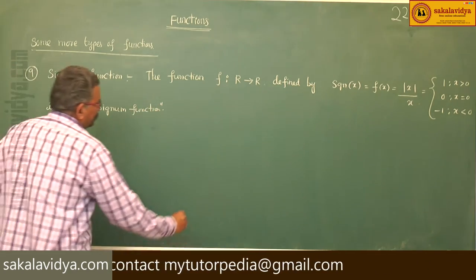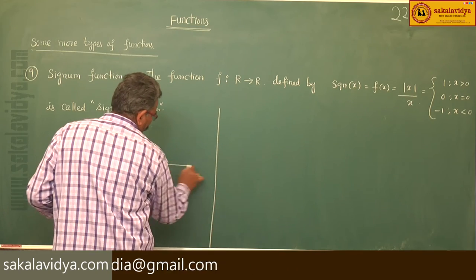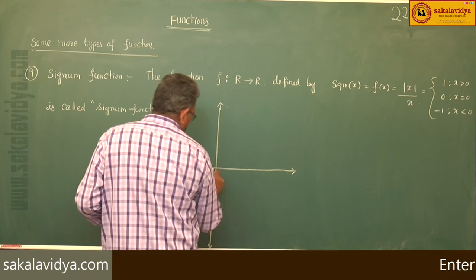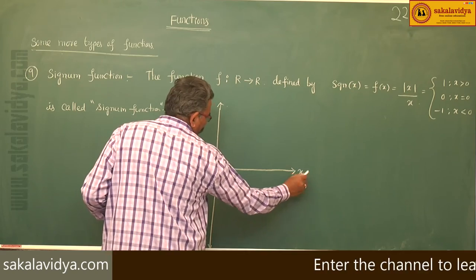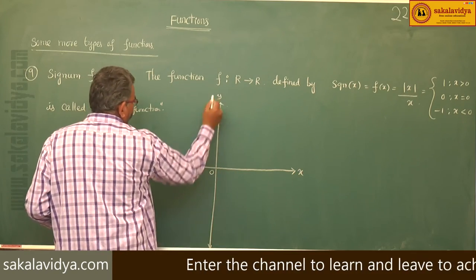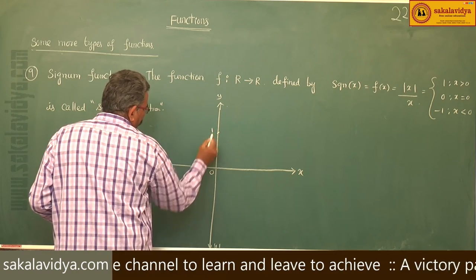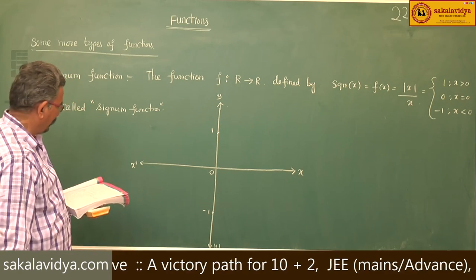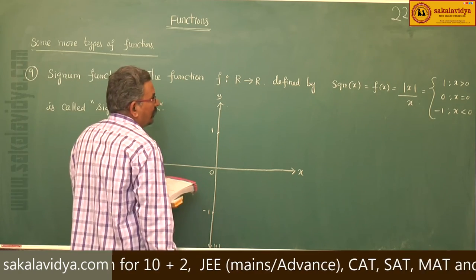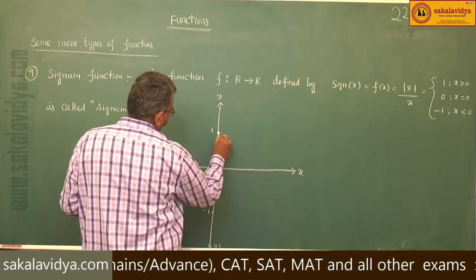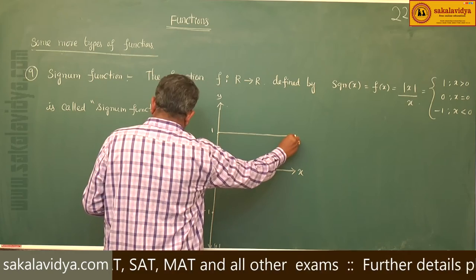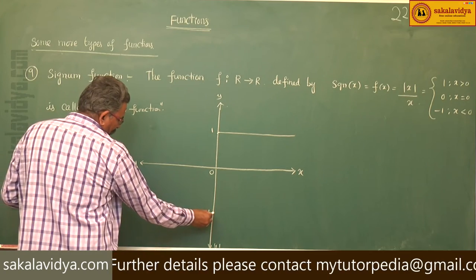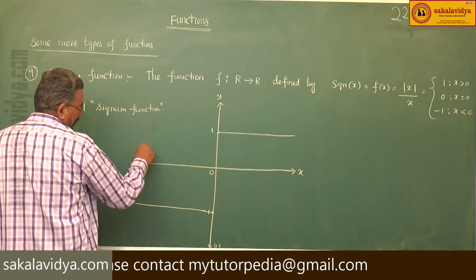So let us draw the graph. So now 0, x, x dash, y, y dash. This is 1, this is minus 1. So now for all real values x greater than 0, we get 1, parallel to the x axis. We get it like this. For all negative values, minus 1. So now again parallel to the x axis.